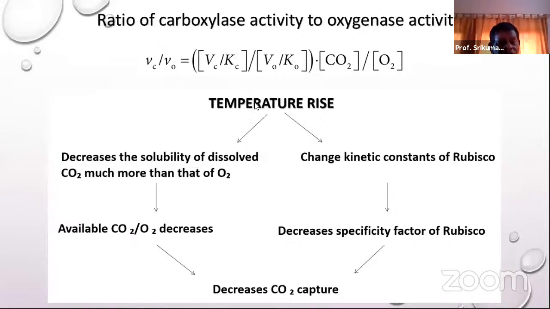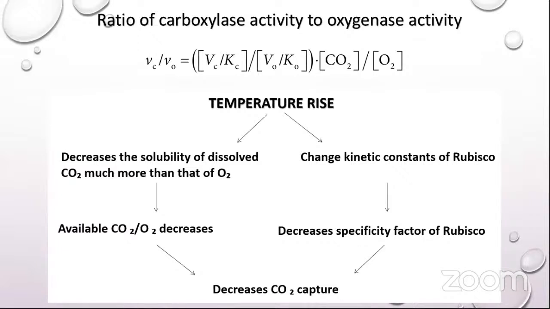And the second consequence, it decreases the solubility, because both the carbon dioxide and oxygen compete for the same active site. So this relative activity of Rubisco towards carbon dioxide or oxygen depends on the relative concentration of the carbon dioxide and oxygen. Like if temperature rise decreases the solubility of the dissolved carbon dioxide much more than that of oxygen, so available carbon dioxide concentration decreases. So automatically there is a decrease in carbon dioxide capture.